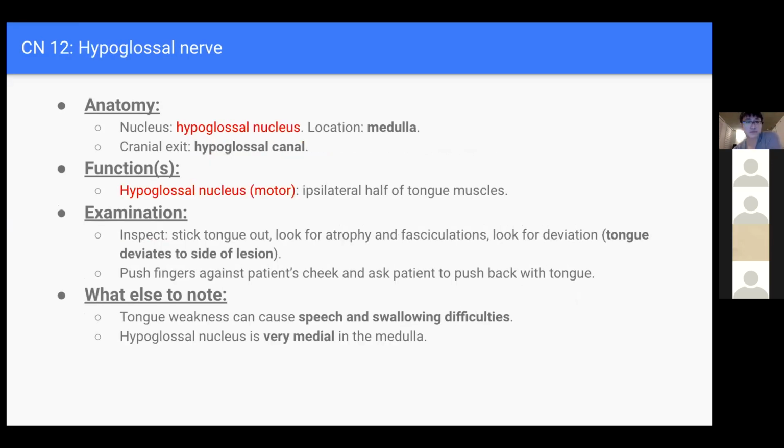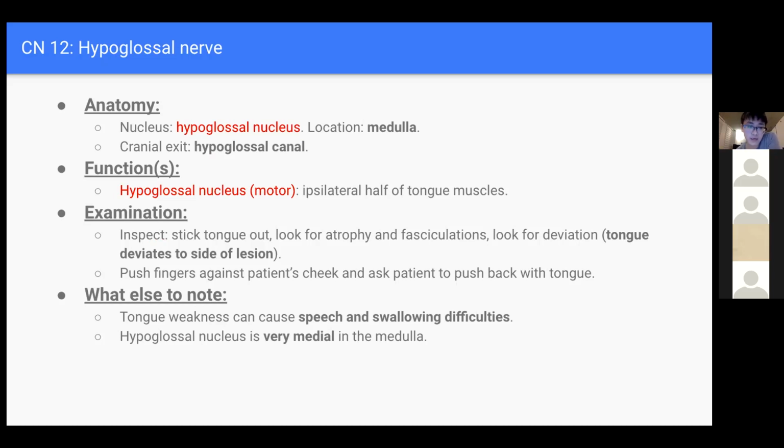Lastly, the hypoglossal nerve, CN12. So this one is very simple. A single nucleus, the hypoglossal nucleus, located in the medulla, very medially. It exits the skull via the hypoglossal canal. Doesn't share it with anyone else. And the function for that is simple, right? It innervates the ipsilateral half of your tongue muscles, makes your tongue come out.